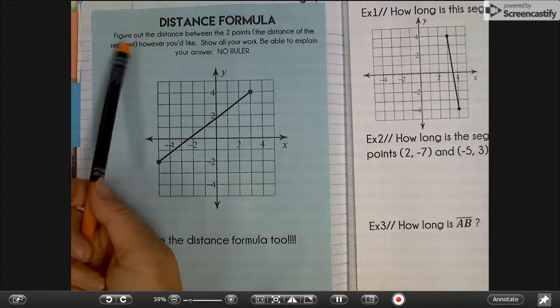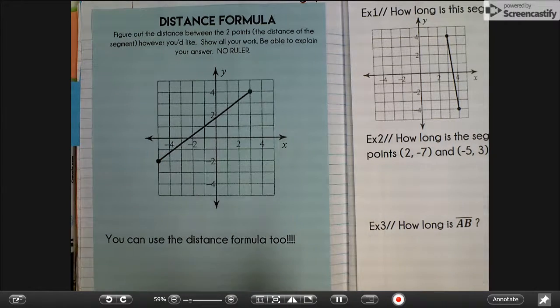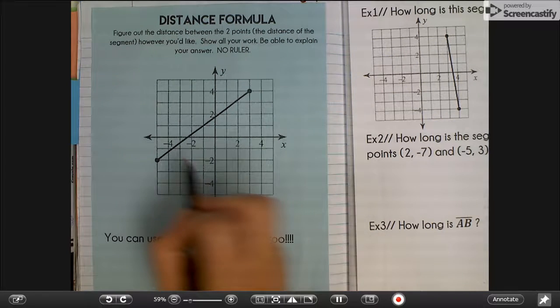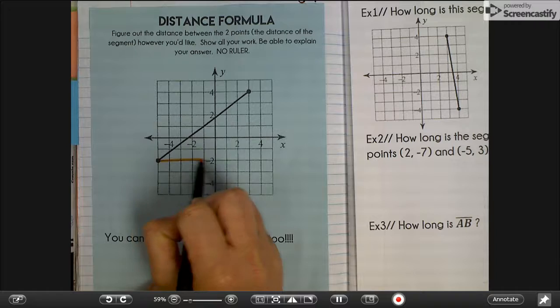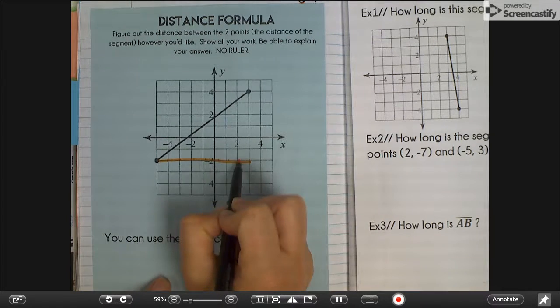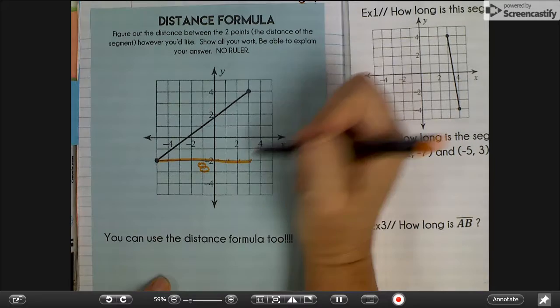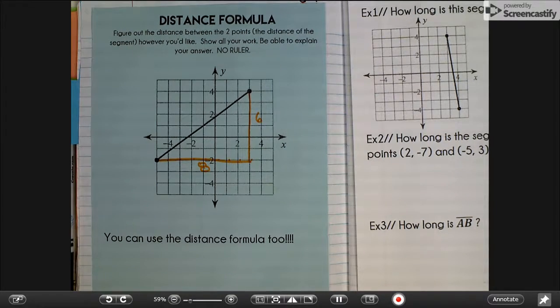What we asked you guys to do is figure out the distance between these 2 points without a ruler and be able to justify or explain your answer. So people came up with all sorts of different numbers, and the most common correct-ish one was that people went across this way and they counted 1, 2, 3, 4, 5, 6, 7, 8, or up this way, which was 6. And that's actually a good way to start.